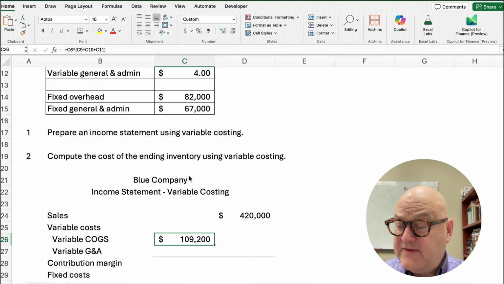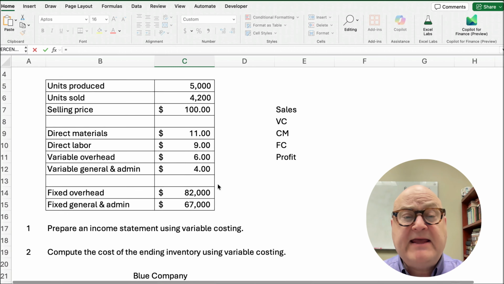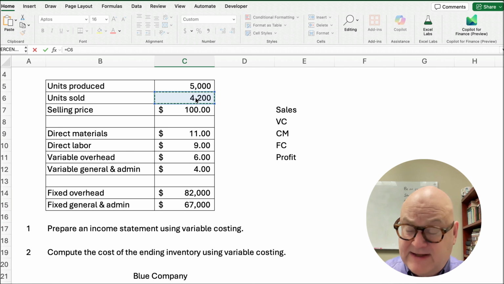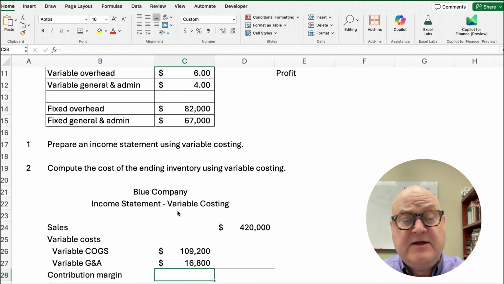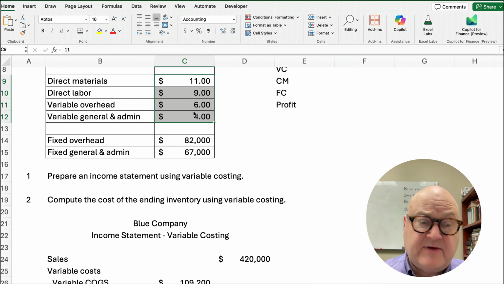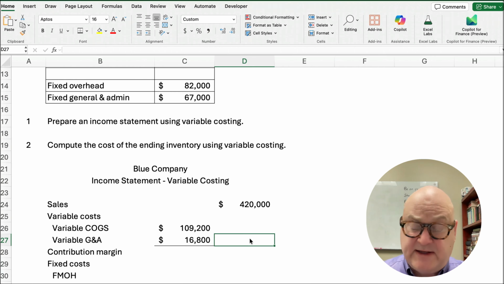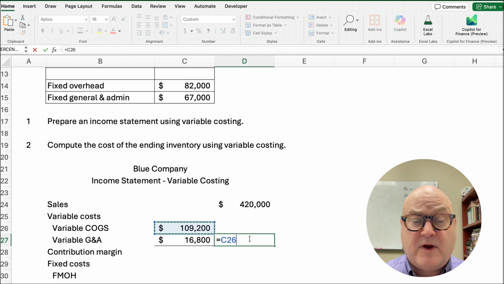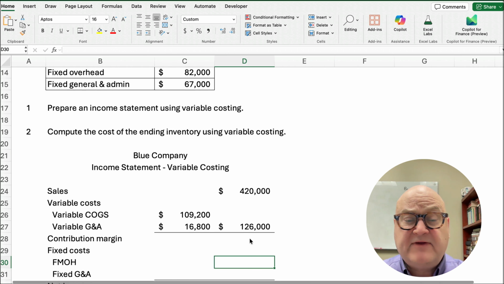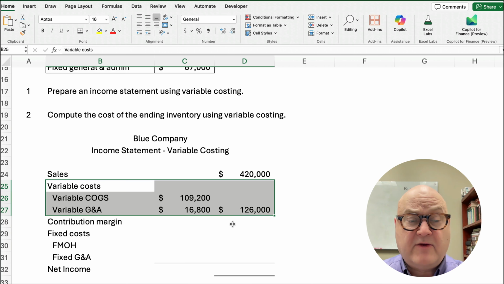So that's 109,200. And our variable G&A is going to be 4,200 times the $4. Now we could have taken the 4,200 times all the variable costs, but part of it is cost of goods sold, part of it is G&A. So I'm just splitting it out so you can see it individually. So we're going to take 109 plus the 16,800, and we'll get 126,000 is our variable cost. So this section just calculates variable cost.